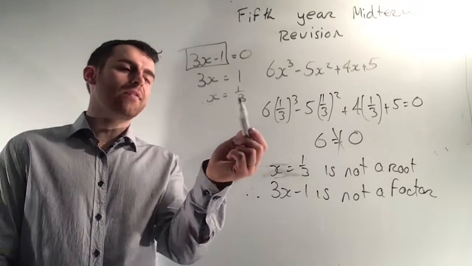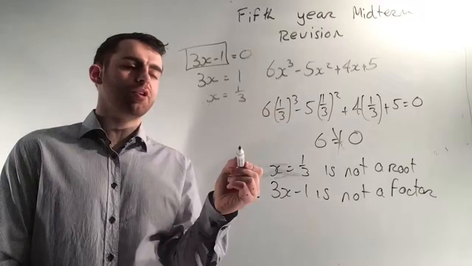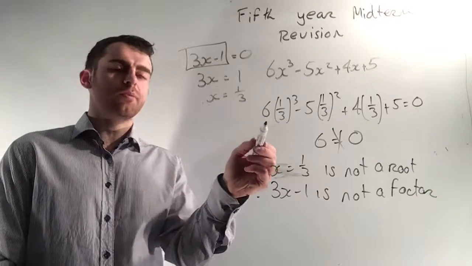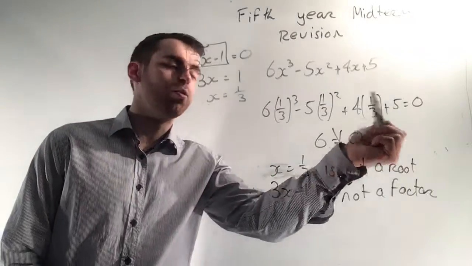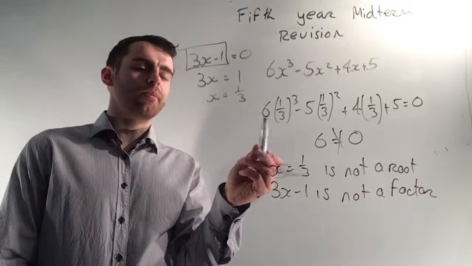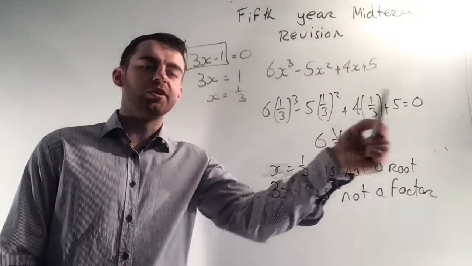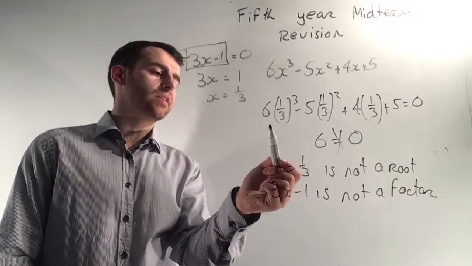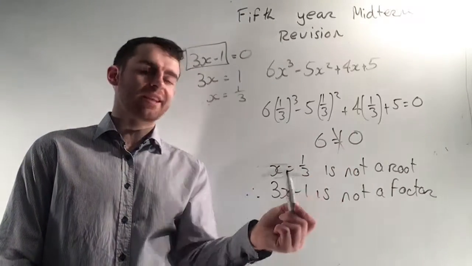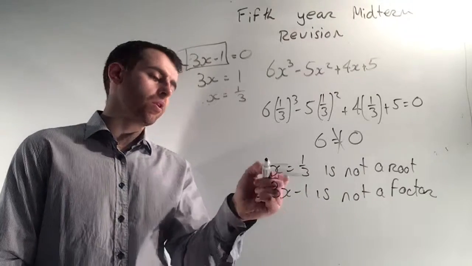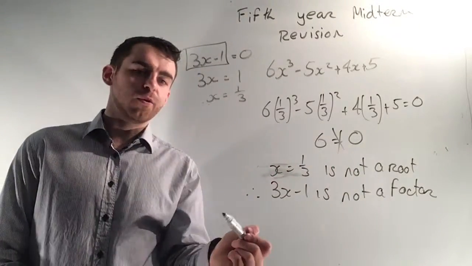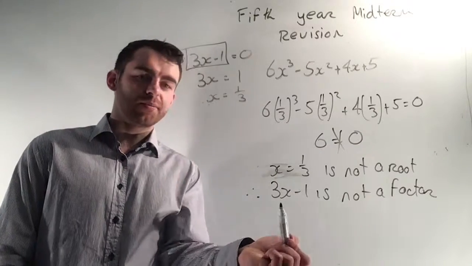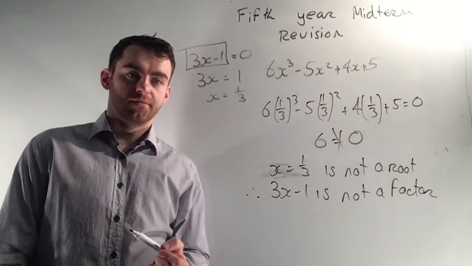So you can investigate if x equals 1/3 is a root of this cubic. In order to do that, you just sub it in. But when you sub it in, make sure you let it equal 0, because you have to indicate why you're subbing it in. If this works out as a root, the whole thing should end up as 0. Now when you plug this into your calculator, it actually works out as 6. Clearly 6 is not equal to 0, so you can say that x equals 1/3 is not a root, and therefore that means that 3x minus 1, the corresponding factor, is not a factor.